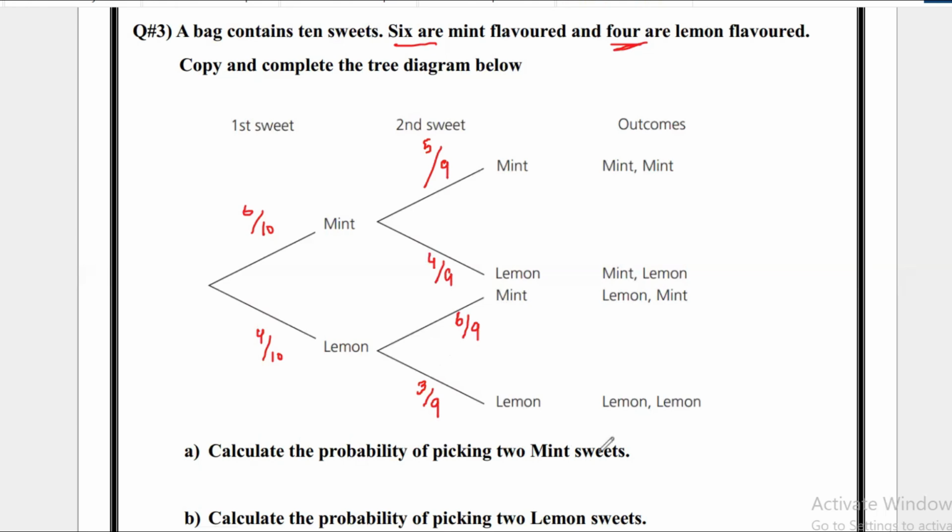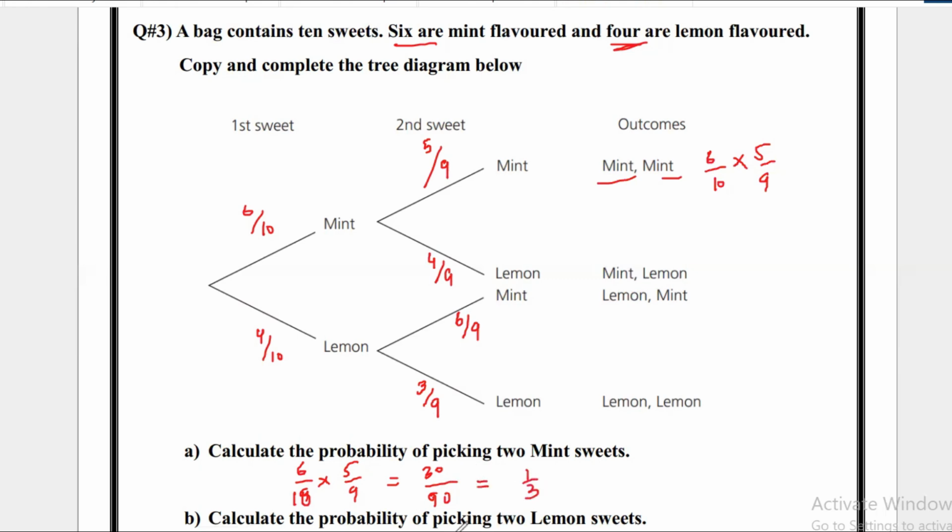Calculate the probability of picking two mint sweets. So it means probability of mint times probability of mint, like this one. You can say that 6 over 10 multiplied by 5 over 9. Sorry, this is 6 over 10. So 5 sixes are 30, and 10 multiplied by 9 is 90. So this is 30 over 90, which is equal to 1 over 3.